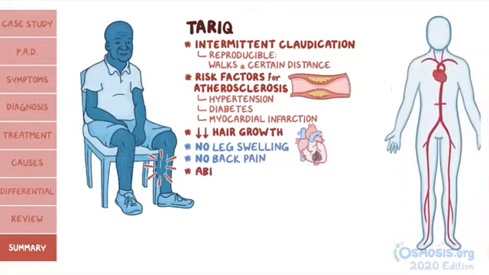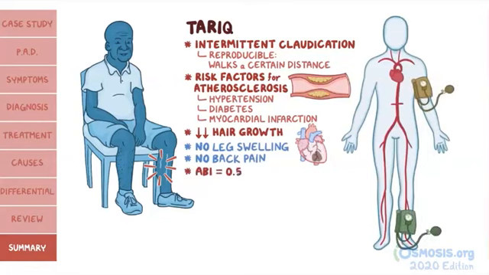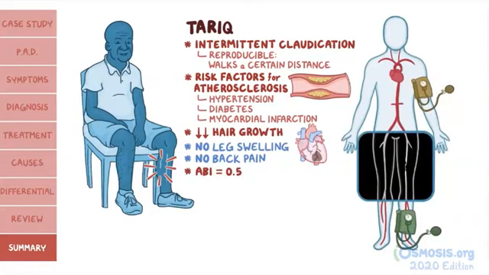Tariq underwent an ABI test, which showed a ratio of 0.5. CT angiography confirmed narrowing of his left femoral artery, which is consistent with the location of his pain in the calf.